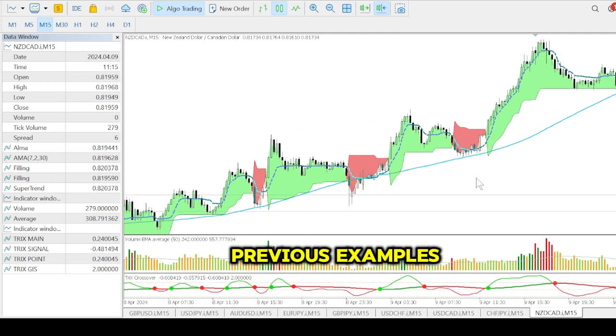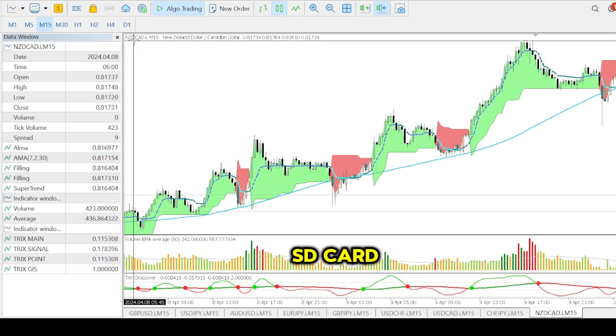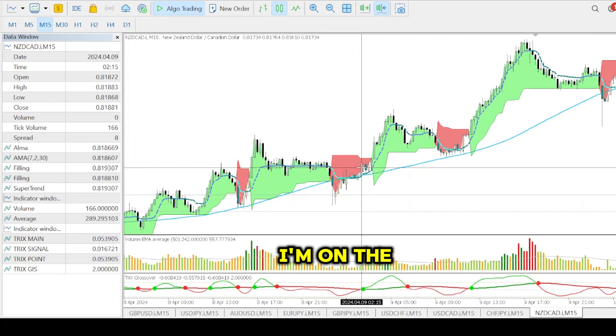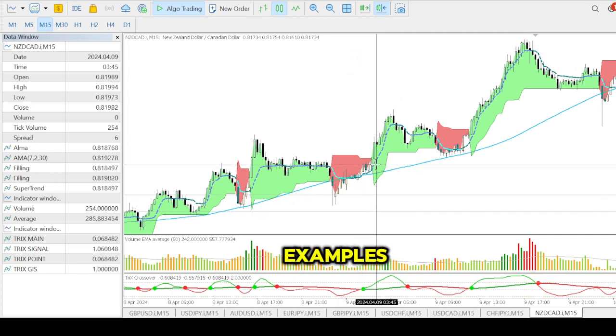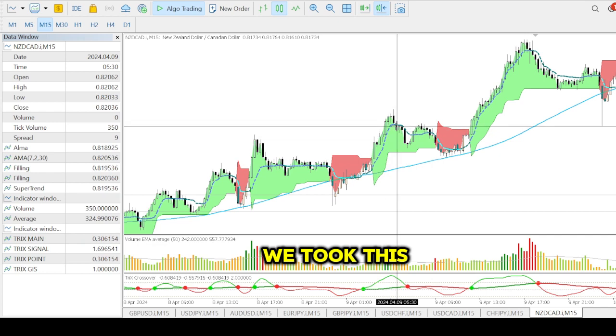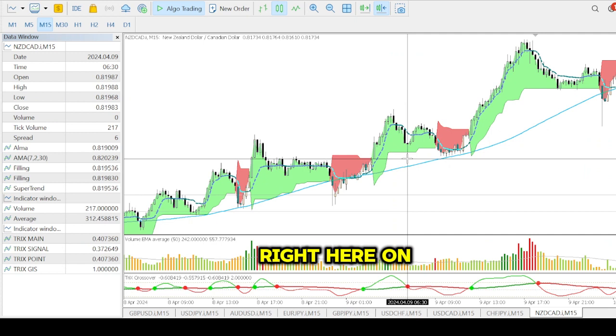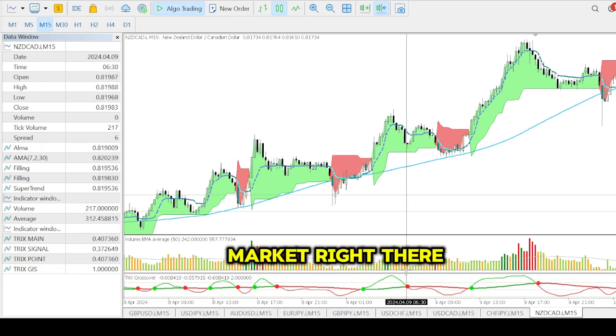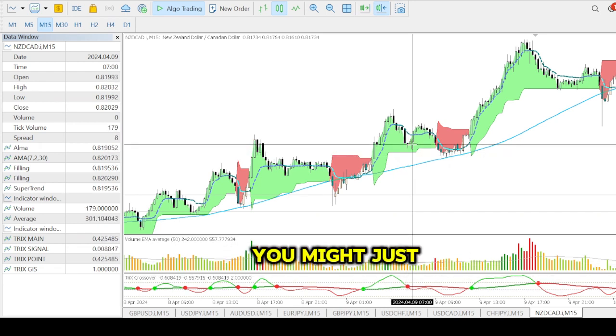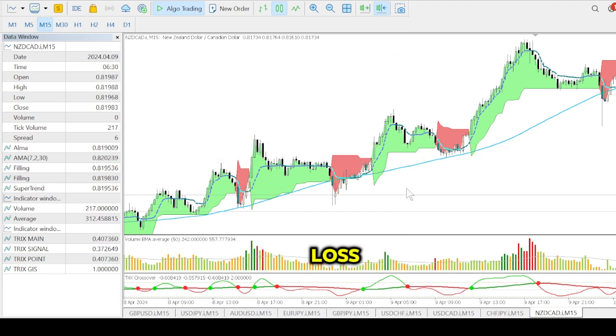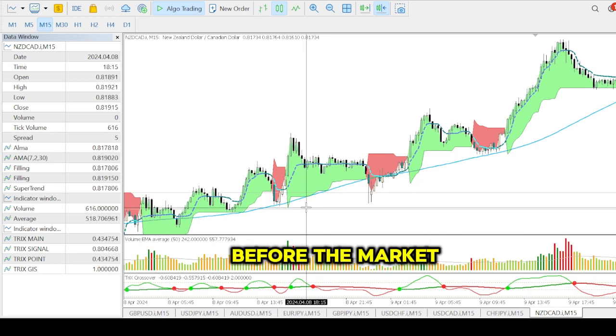Now let's check previous examples. I'm not even cherry picking. This is SZD card. I've never traded this pair in my life on the live market, but I'm just using it for examples. This one was a good trade, right? We took this trade, but it wasn't really going in our direction. And then what happened? Right here on this candle, you can see that's where we got the red dot. This red dot signifies that you should exit the market right there. In some cases, you might just end up seeing the trade bleed to your stop loss, and this exit indicator actually helped you save pips. Instead of taking a full loss on every single trade, you get out before the market takes you out.